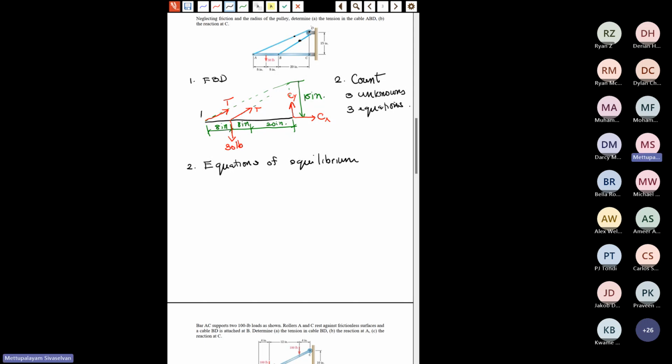So let's label the points. This is A, B, C, and D. What's a good equation of equilibrium to write? Sum of the Y forces. If we call this X and this Y, the sum of the Y forces is going to have T and Cy in it, right? Again, it's a legitimate equation, but I don't want to write that immediately because I'm going to have to deal with 2 unknowns. So I'm going to see if I can write an equation that involves only 1 unknown.